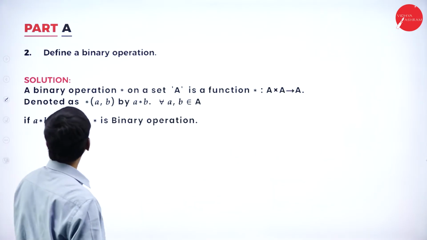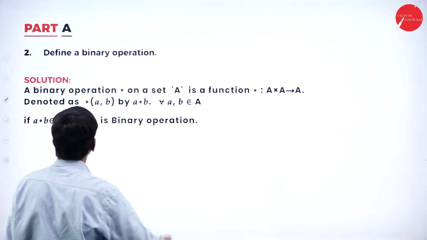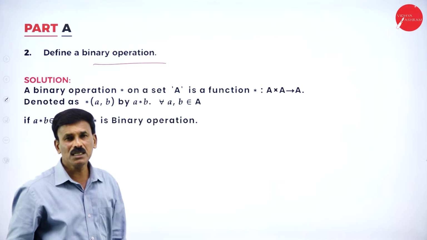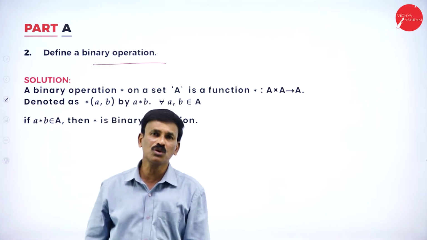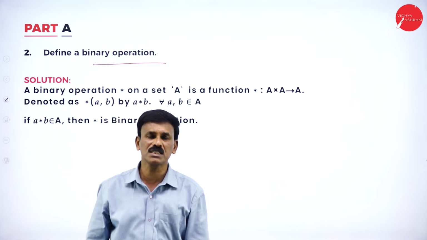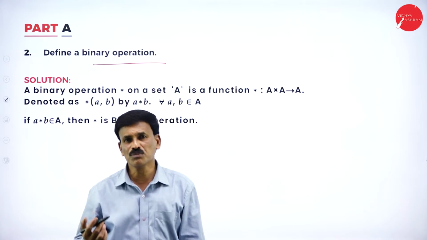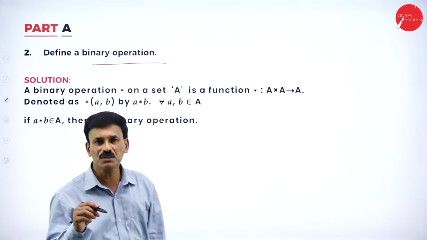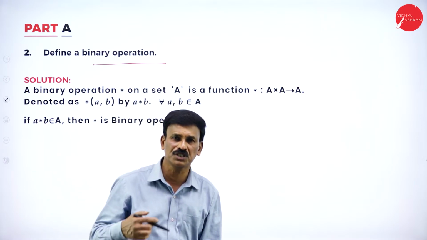Question number 2: define a binary operation. A binary operation is a rule in which any two elements of the set combine to give one more element which is also included in the set. Then that operation star is called a binary operation.